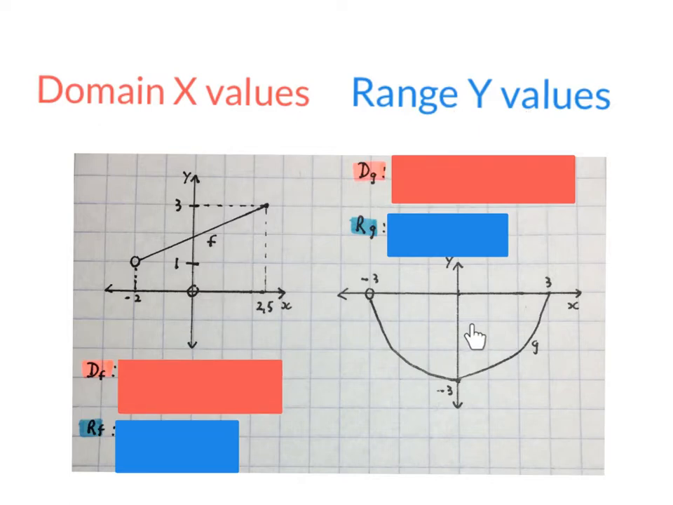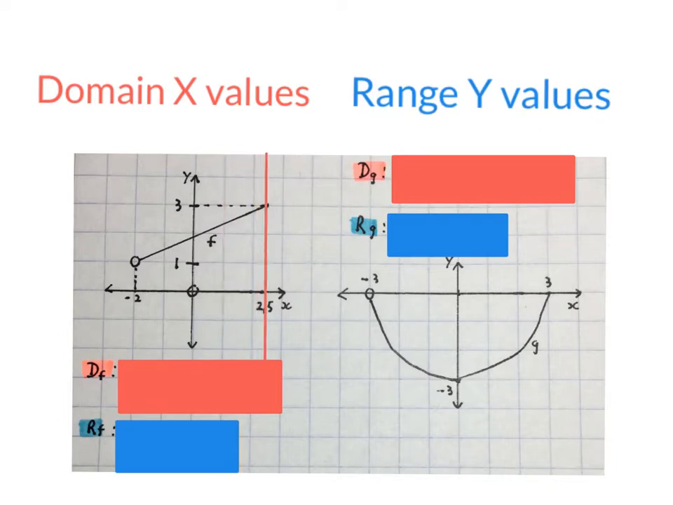Here we have two graphs. This one is called f and this one is called g. First I'm going to work out the domain of each. Firstly, you draw a vertical line, like this red one, through your graph. You move it left and right to see where it cuts your graph.